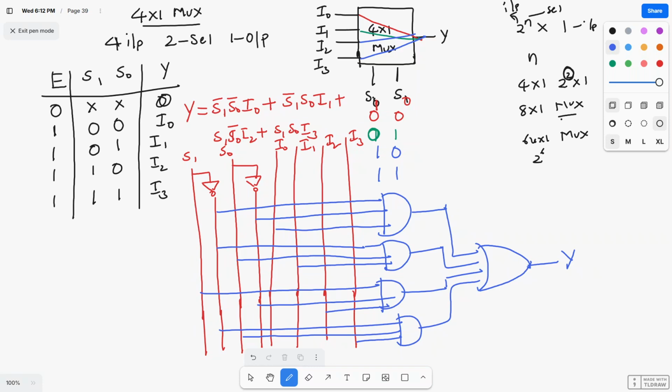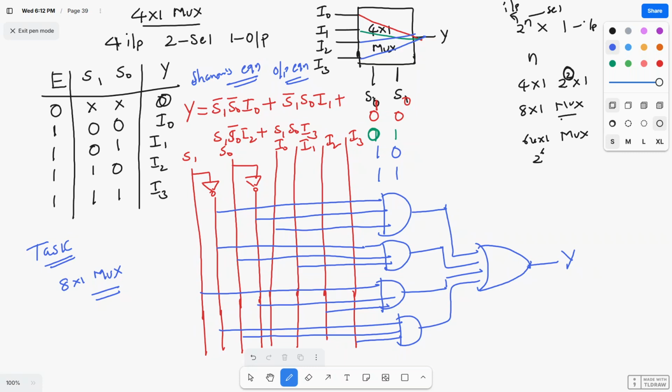Sir, this is called Shannon's equation? Yes, this is nothing but Shannon's equation, or we can call it the output equation of the MUX. Both are the same. You could note it down. Your task is to design an 8x1 MUX. Note it down.